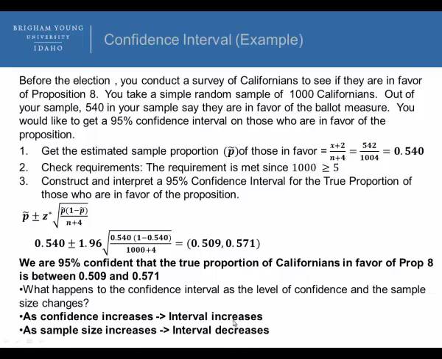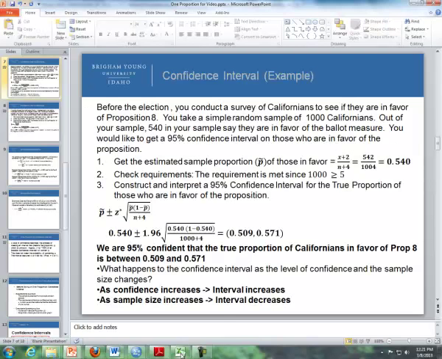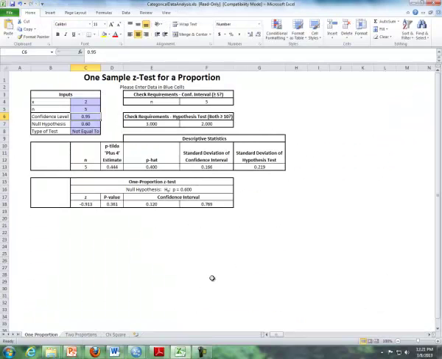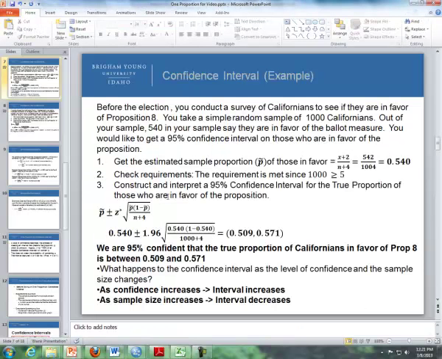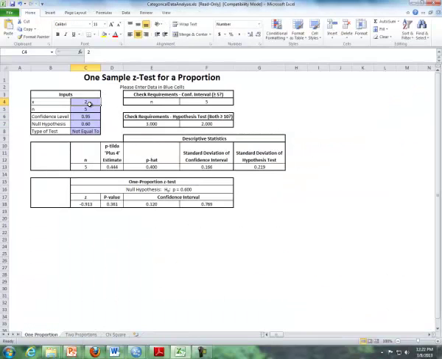But as our sample size increases, the width of our confidence interval, or the width of our margin of error, decreases. Now, what I'm going to do is take this example, and whether you're in Math 221, 222, or 223, you can use this tool if you'd like. I'm going to put in our data: 540 is x, 1000 is n. This is a tool that you can use for Excel, and your teachers can show you where to get it.